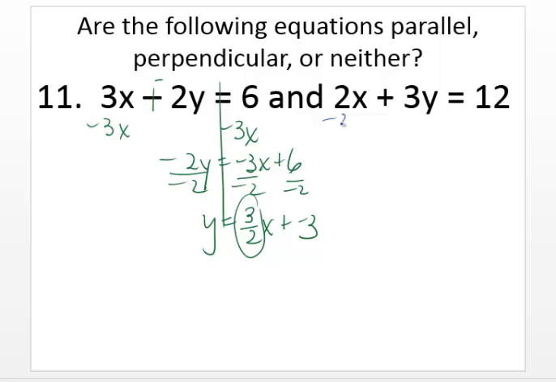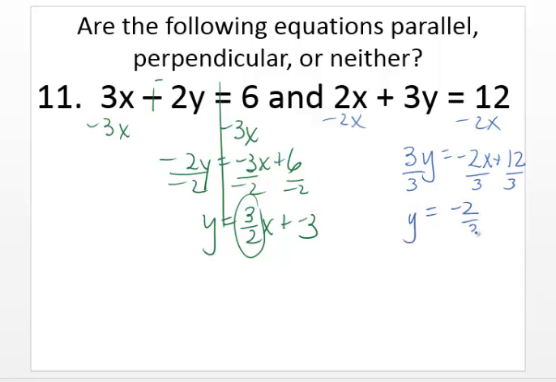On this one over here, I'm going to subtract 2x off both sides. I get 3y equals negative 2x plus 12. Divide by 3 everywhere. Y equals negative 2/3 x plus 4. The slope of this line is negative 2/3. These are reciprocals and they're opposite signs of each other, so they are perpendicular.